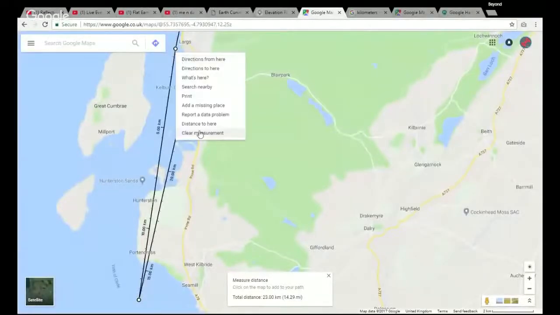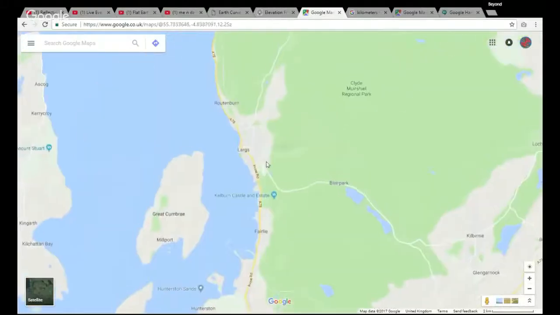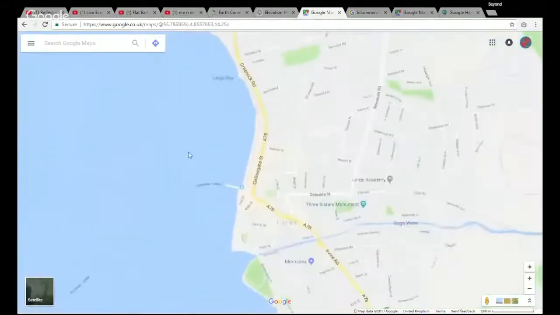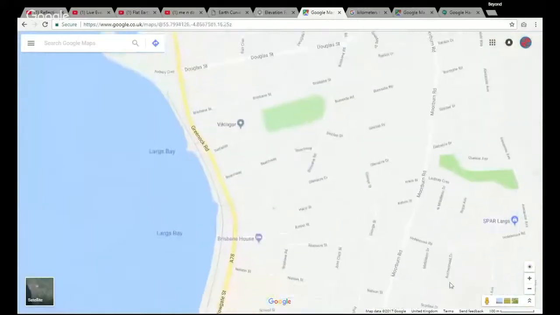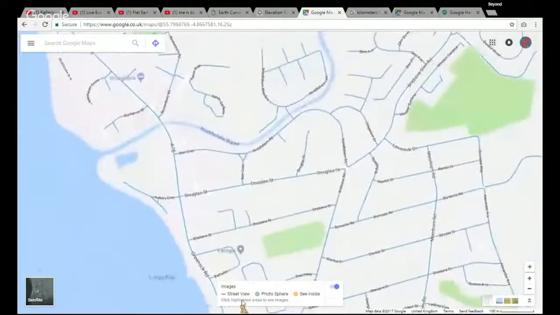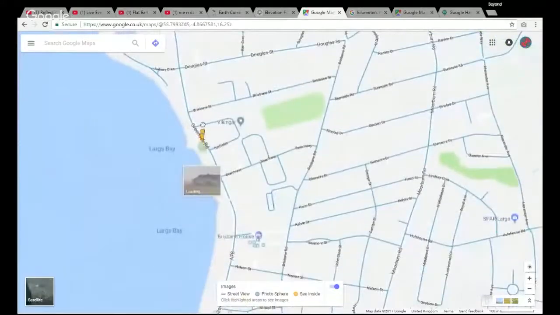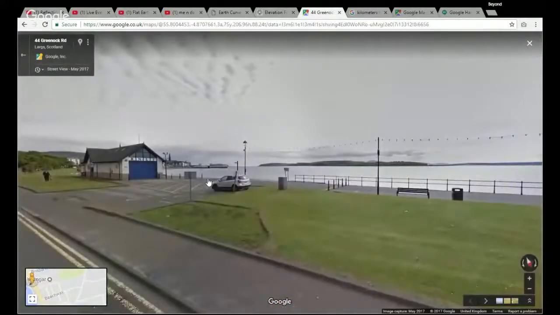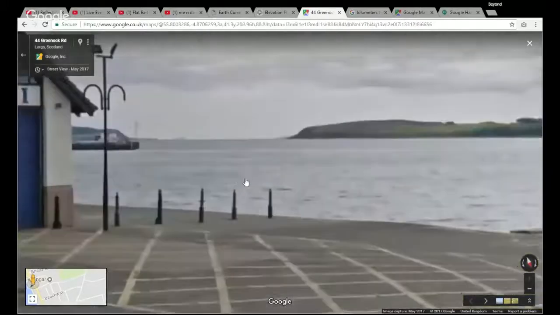So, clean measurement. Okay, so the first destination. I know that people have heard this, but I have to go through it again. First destination is here, just at this point here. As I pointed out before, I'm just going to have a wee scroll through here.